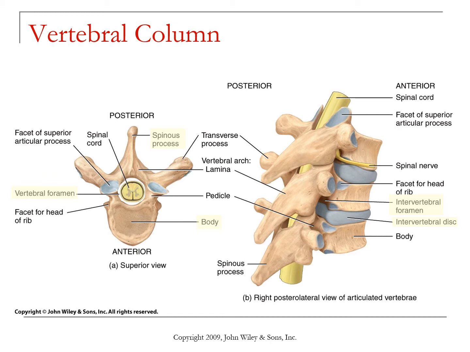You'll also note that there's a space between adjacent vertebrae. That is called the intervertebral foramen. Remember that foramen is a passageway. And that intervertebral foramen is a passageway that allows the spinal nerves to branch off of the spinal cord and exit the vertebral column on the way to the peripheral structures of your body.